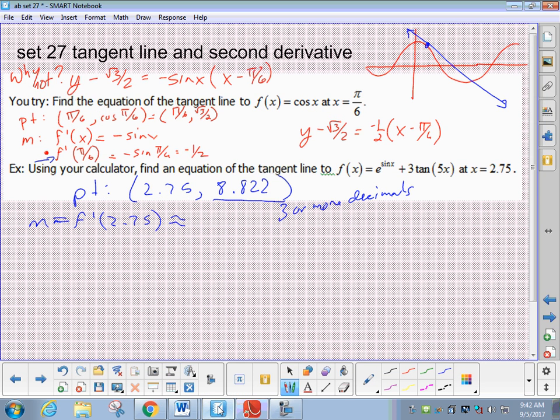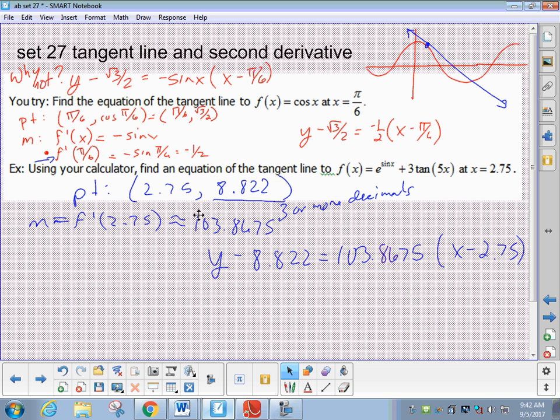103.8675. All right. Again, 867 or 868 would be fine. Your tangent line is y minus 8.822 equals 103.867 or 868 or 8675 times x minus 2.75. How did you do that?